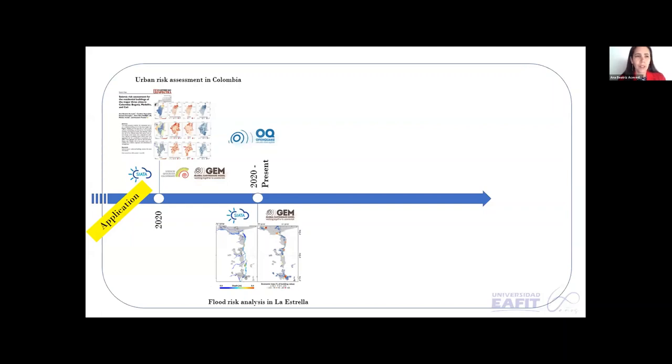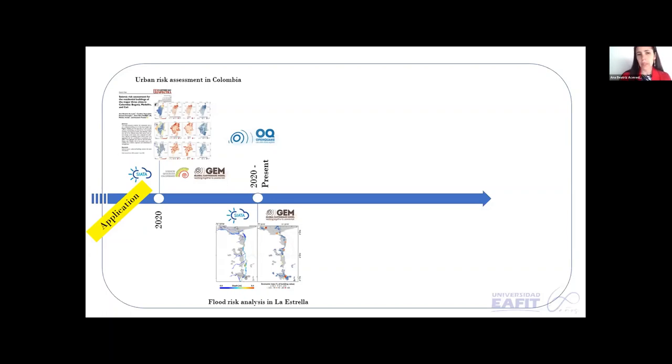So for example, now I can talk about the urban risk assessment in Colombia. This is work that I did in collaboration with other institutions. Because of this collaboration, we could use the most recent seismic hazard model developed for Colombia, which was developed at the Colombian Geological Survey and GEM. And of course, it was developed with OpenQuake. For this analysis, we used exposure models that have been developed at EAFIT during these last years with a lot of collaboration of graduate students. For the vulnerability model, we used the functions developed by GEM. And of course, we used OpenQuake to put all these together in order to do the risk calculations.